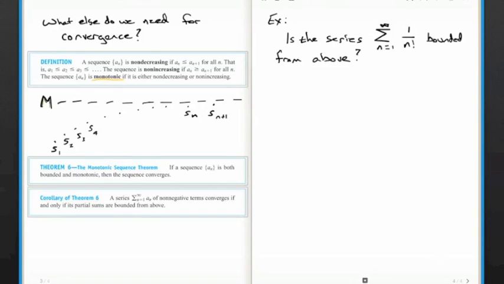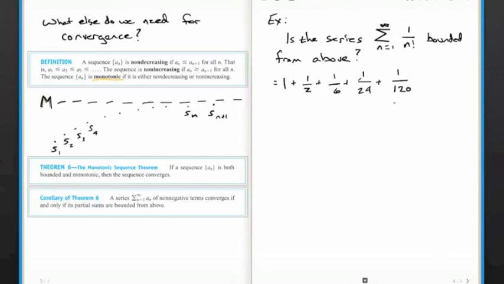Alright, well, let's write a few terms out. It's always a good place to start with that. That will be 1 plus 1 over 2 factorial, which is just 1 over 2, plus 1 over 3 factorial, which is 1 over 6, plus 1 over 4 factorial, which is 1 over 24. Plus 1 over 5 factorial, this times 5, which is 120. So we're looking like that.